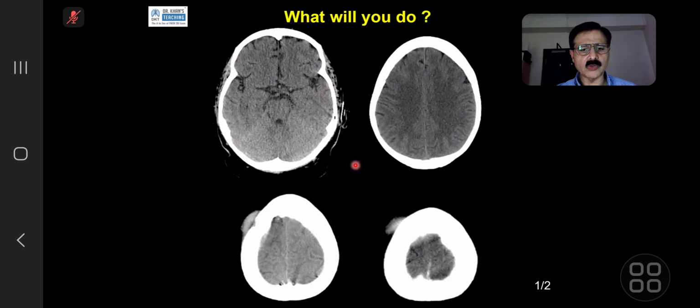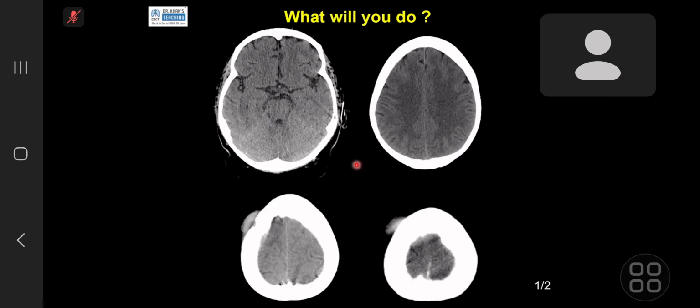candidate 2. What will you do? What is the finding and what will you ask for? I can see that there is abnormality seen in the right frontal area. I can see a soft tissue area outside the skull in front of the right frontal bone, and I can see that there are changes in the right frontal lobe itself. My next step, I will ask for post-contrast images.